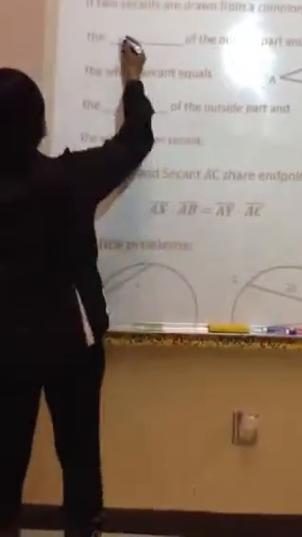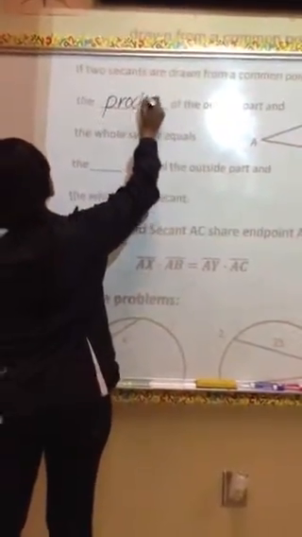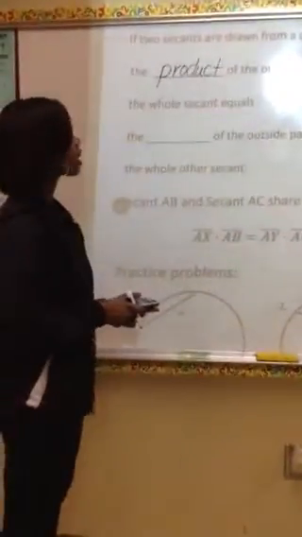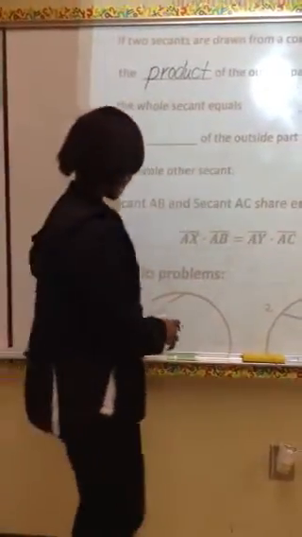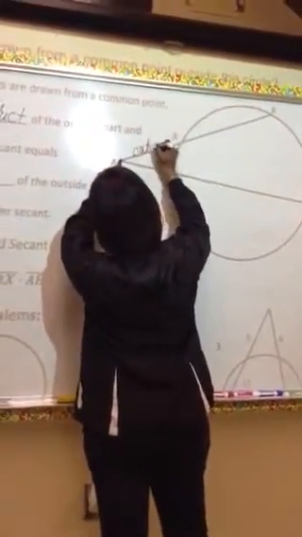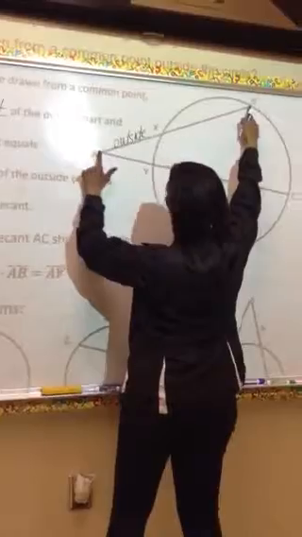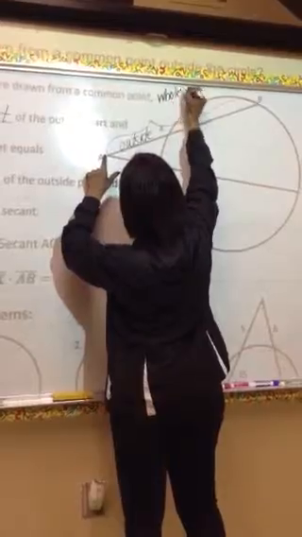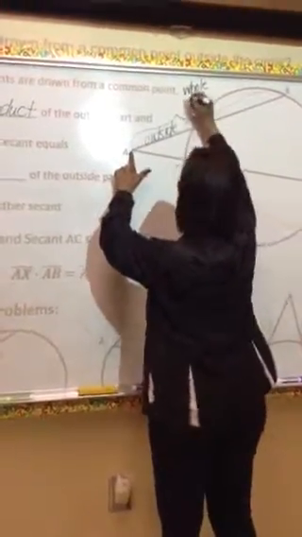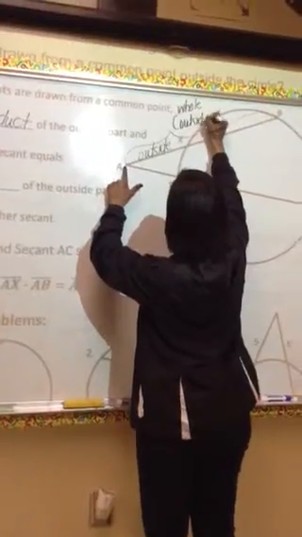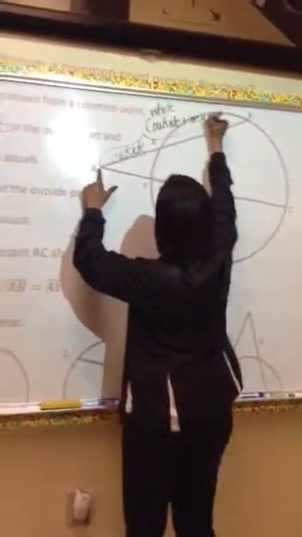If two secants are drawn from a common point, and you do have two secants that are drawn from a common point, the product, let's all write the product, of the outside part and the whole secant. For this secant, it has a part on the outside, so we label this outside. And the whole secant goes from point A to point B. So this is the whole thing. To get the measure for the whole secant segment, we combine the outside plus the inside part to get the measure.